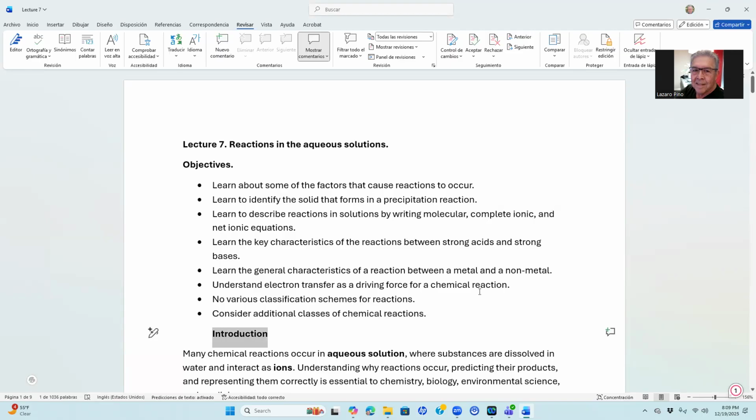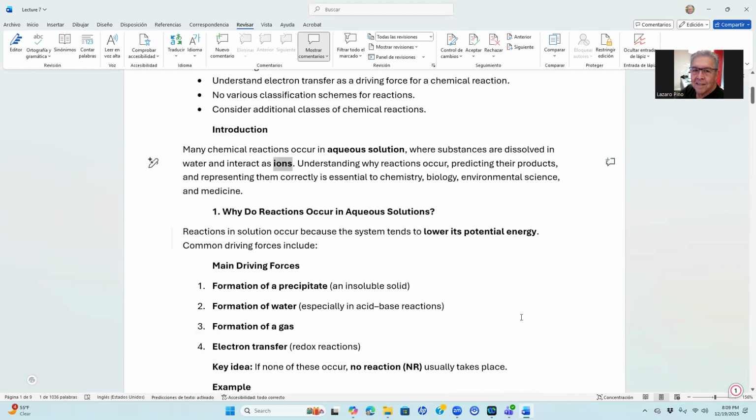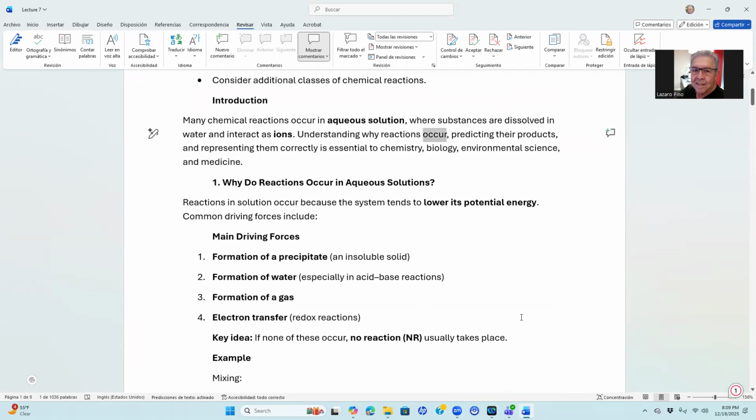Introduction. Many chemical reactions occur in aqueous solution, where substances are dissolved in water and interact as ions. Understanding why reactions occur, predicting their products, and representing them correctly is essential to chemistry, biology, environmental science, and medicine. 1. Why do reactions occur in aqueous solutions? Reactions in solution occur because the system tends to lower its potential energy.